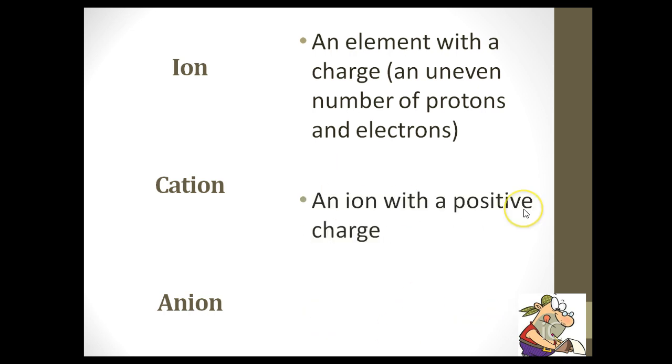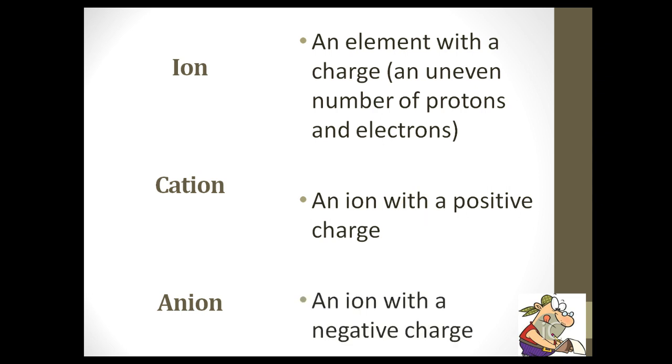Now, an ion with a positive charge is known as a cation. I'll tell you the nomenclature, but an ion with a positive charge is a cation. And to make a cation, you have to lose electrons. You lose those negative charges, then you become positive. So a cation is any ion with a positive charge: positive 1, positive 2, positive 3, whatever.